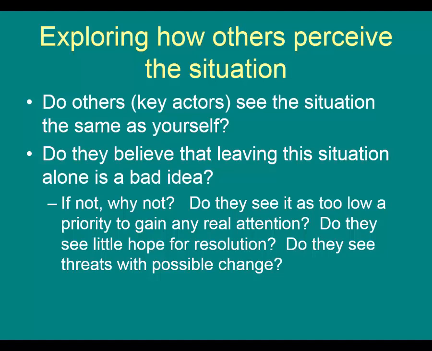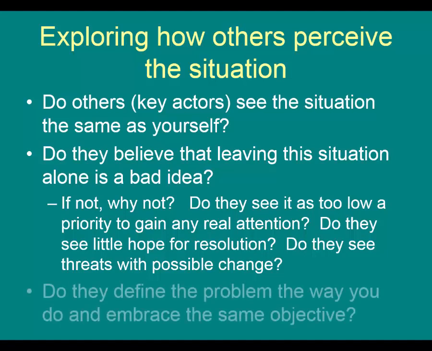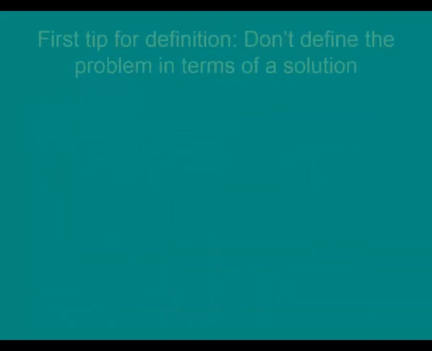Each of these possibilities provides you with clues as to what kinds of reactions you might be seeing. If they don't see hope for resolution, you're very likely going to see people avoiding responsibility. If they don't think there's enough time, they might engage in a little bit of panic. If they don't think it's a priority concern, they're just not going to generate or display very much energy. Do they define the problem the way you do and embrace the same objective?